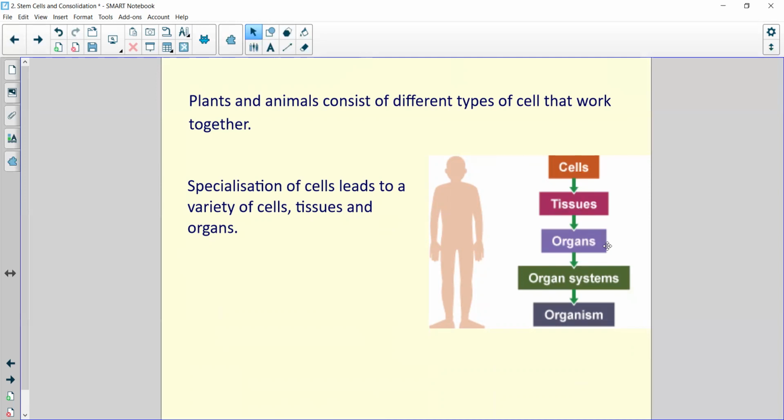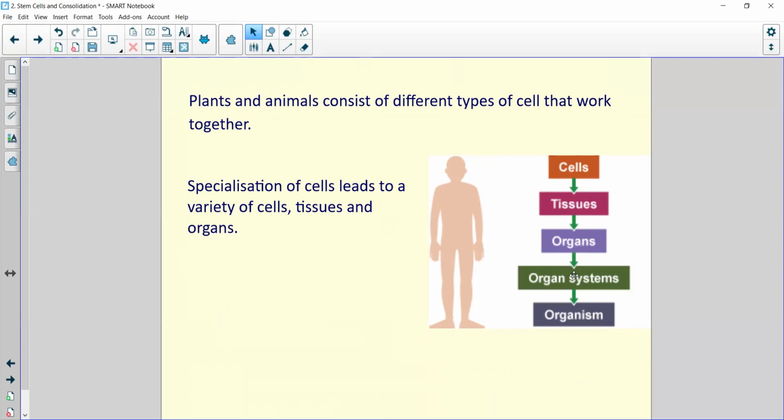Okay, and if we think of, for example, the heart, it has more than just muscle tissue in it. There's also nerves, there's also connective tissue. So there's different types of specialized cells that work together to make the full organ.